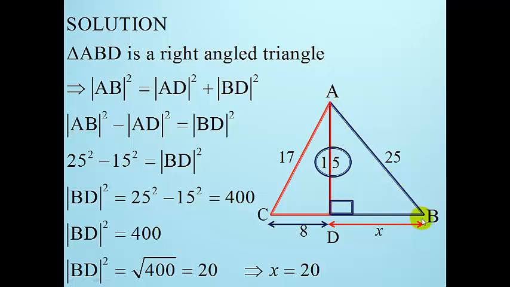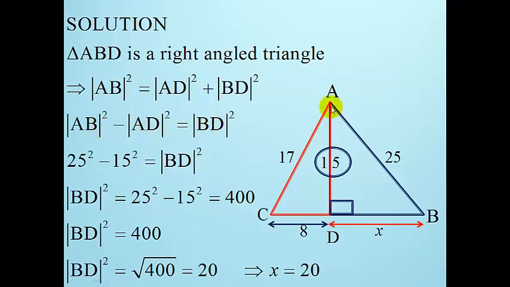AB square is equal to AD square plus DB square. Because we are solving for DB or BD, that is x, we make BD the subject. That means that AD square on the right hand side becomes minus AD square on the left hand side. And this is equal to BD square.